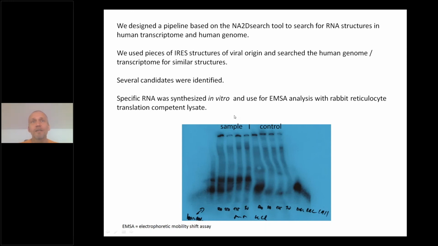This is the control. This is the sample. And one of the experiments we can do is the electrophoretic mobility shift assay, which is here. We put together the synthesized and folded RNA, this piece of RNA, with rabbit reticulocyte translation competent lysate, put it on the gel, a native gel, and then we can see some shift when the protein is bound to the band. When we look at the different concentrations of potassium chloride, in lower concentration, more native conditions, we can see some bands which then disappear in higher concentration. So you can see that the protein is salted out.